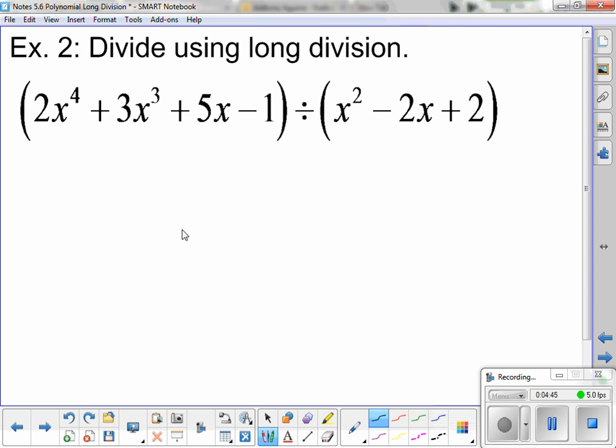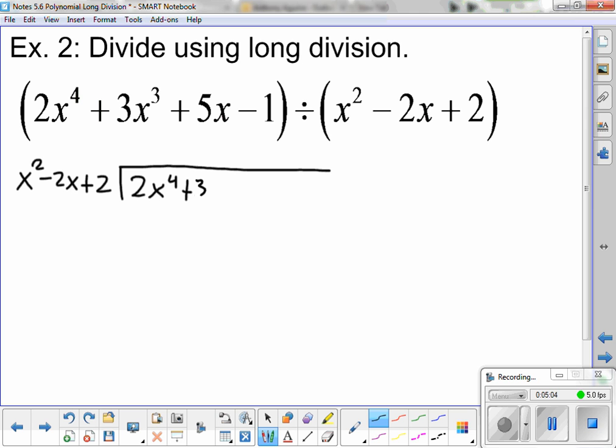Now, these do get more complicated like this, where you can have a triple, but it's the same steps. So let's try, we got time, let's try this one out. It's going to be kind of bigger. X squared minus 2x plus a 2 divided into 2x to the fourth plus 3x cubed plus 0x squared, because we're missing our x squared term, so we got to put a placeholder there, plus a 5x minus a 1.